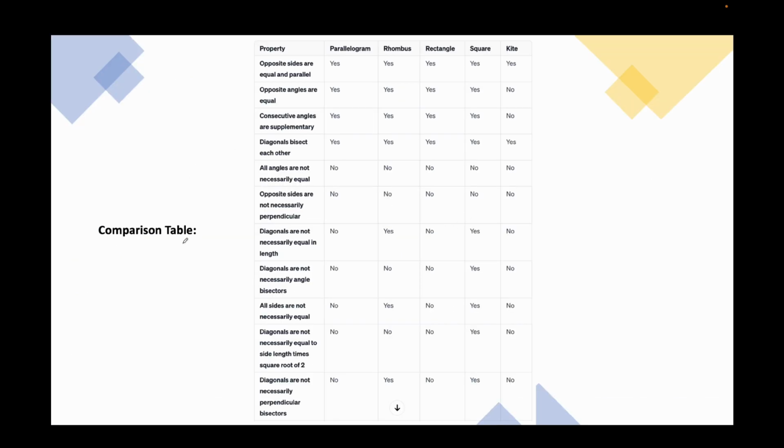And next we have the comparison table of all the quadrilaterals, which are parallelogram, rhombus, rectangle, square, and kite. You can have this as your reference to understand the properties of each quadrilateral. So you can go through this table and clear all your doubts and logic.